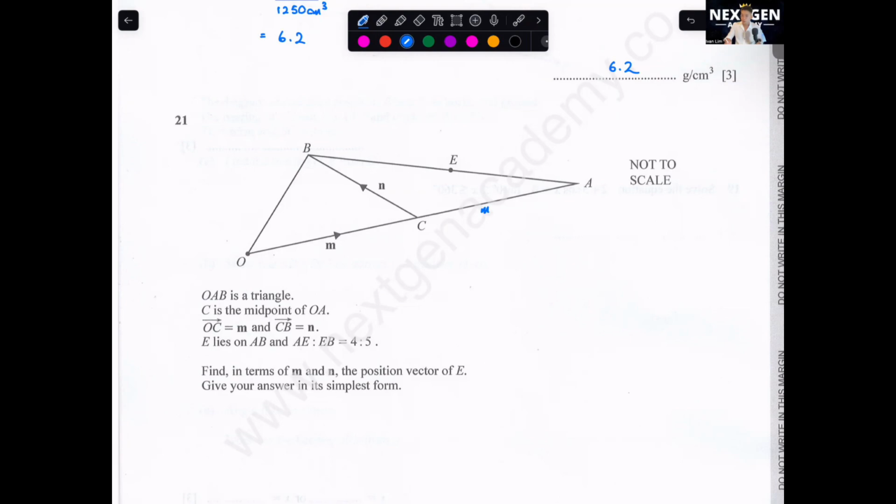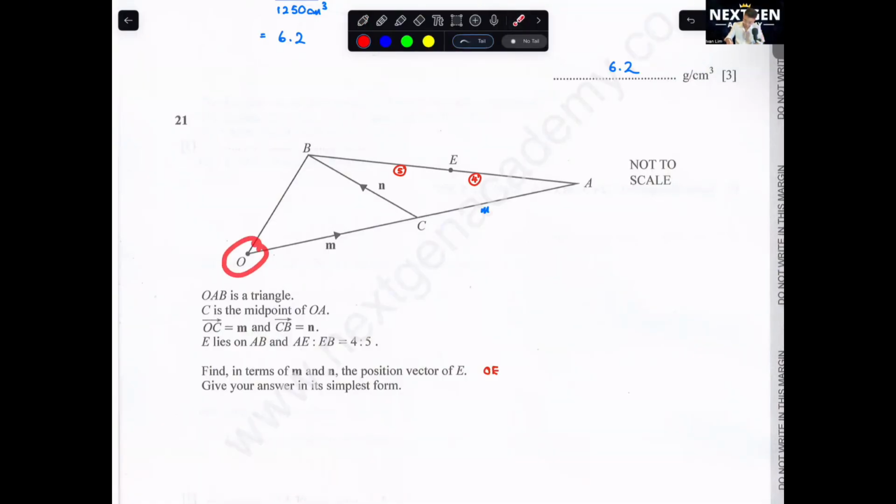Then E lies on AB. AE to EB is 4 to 5. Normally when we write in ratio, I'll put a circle here. 4 to 5. Find in terms of M and N the position vector of E. Give your answer in its simplest form. Position vector of E means OE.